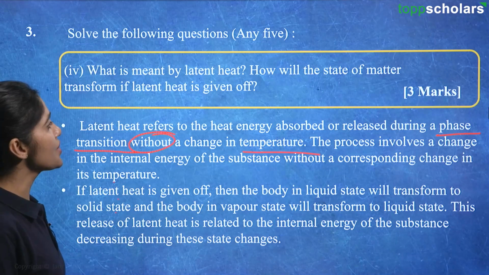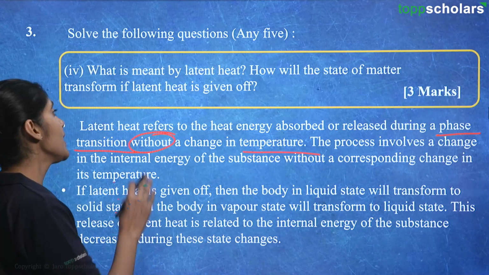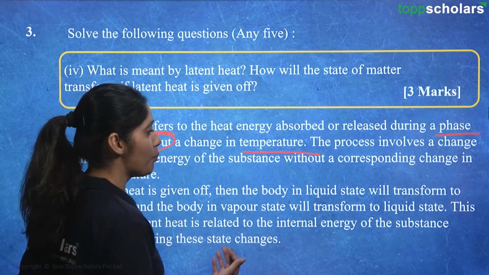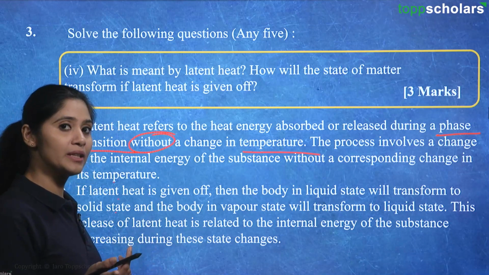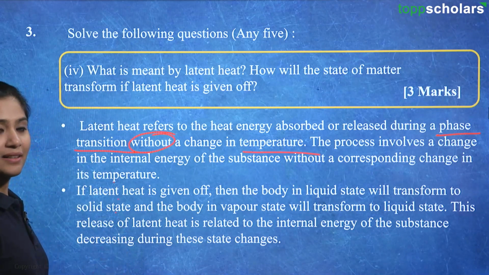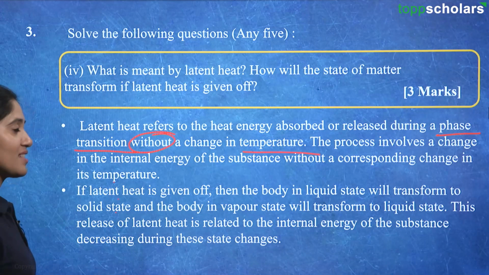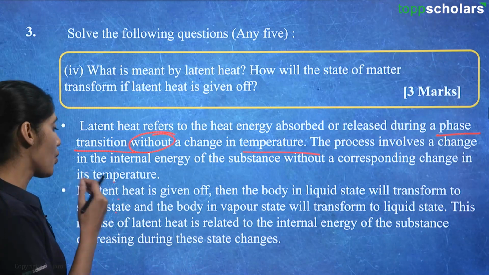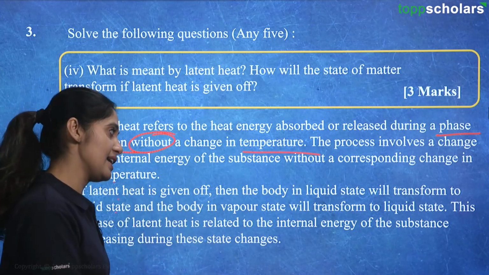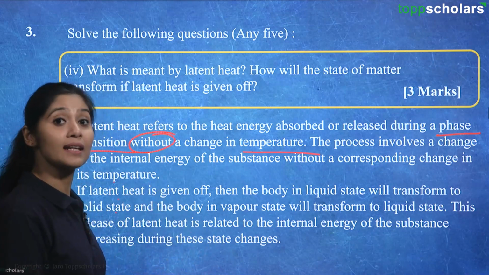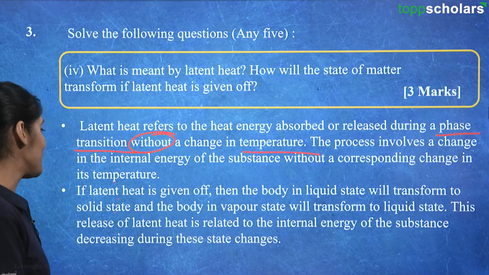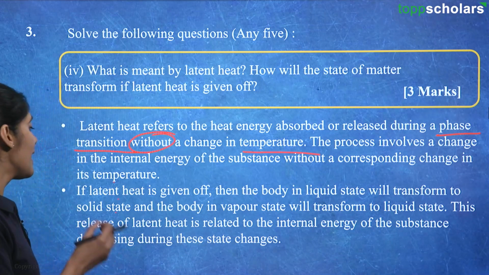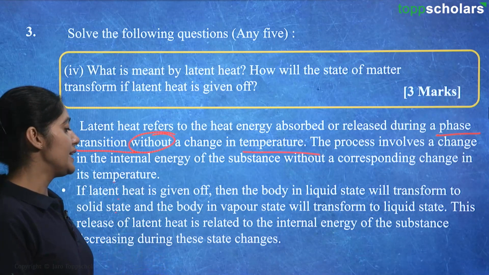Now, the next part of the question is, how will the state of matter transform if latent heat is given off? If latent heat is given off, then the body in liquid state will transform into solid state, right? Because the internal energy is changing, but the temperature doesn't. So, it will change into the solid state, and the body in vapor state will also transform into liquid state. The phase is transitioning.